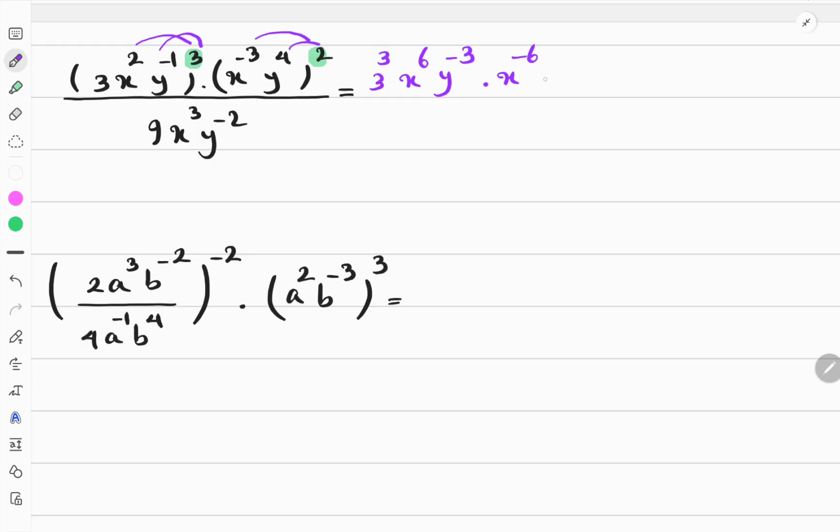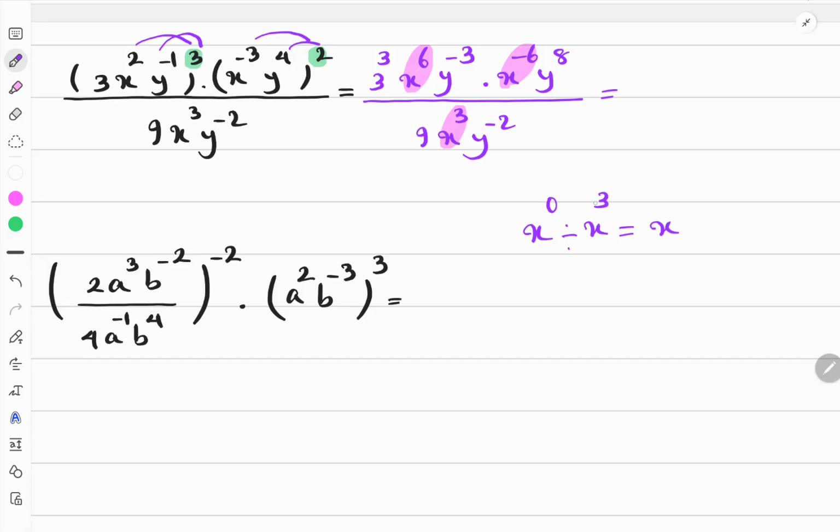The same story for y to the power of 8 over 9 x cubed y to the negative 2. And now I'm gonna simplify all terms including base x and then including base y. X to the 6 times x to the negative 6 is x to the 0 divided by x to the 3. So write 1 x's and subtract 3 from 0, which gives us negative 3.